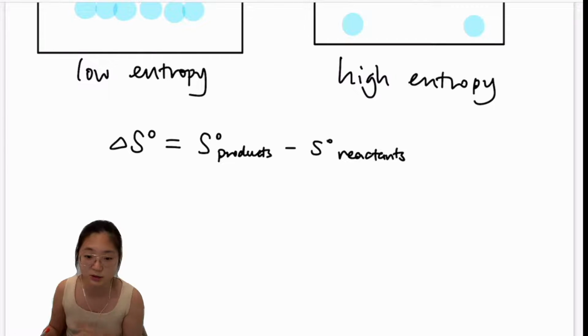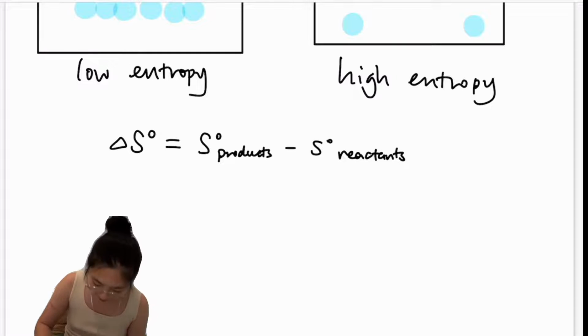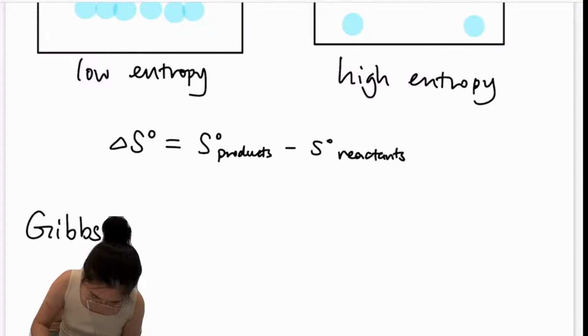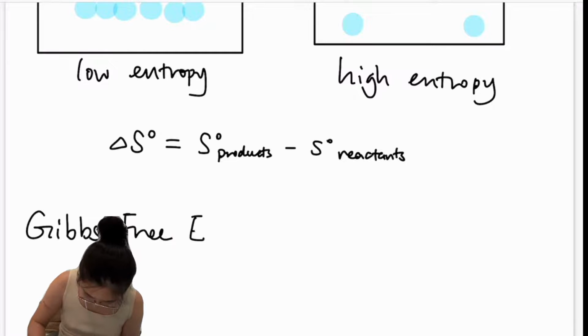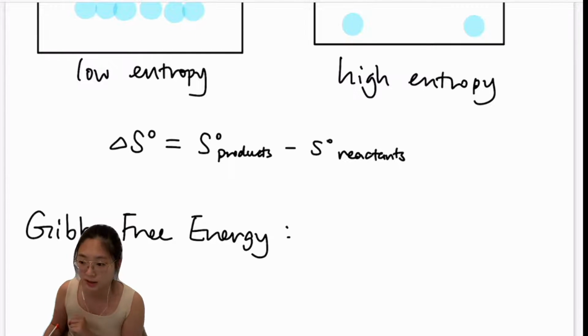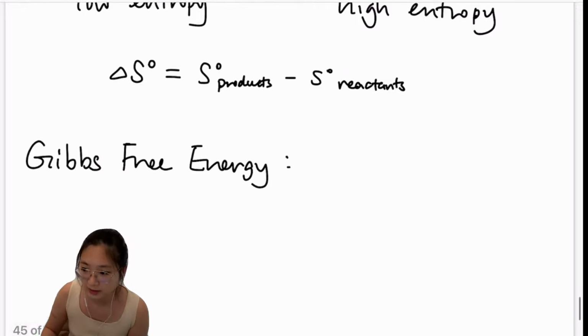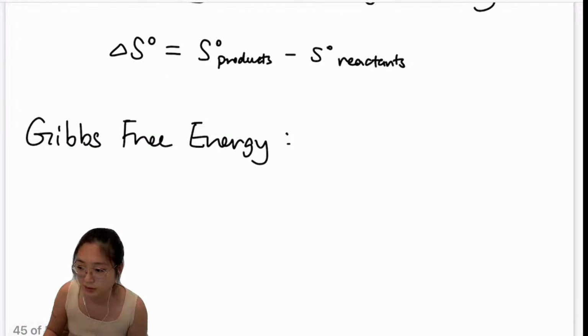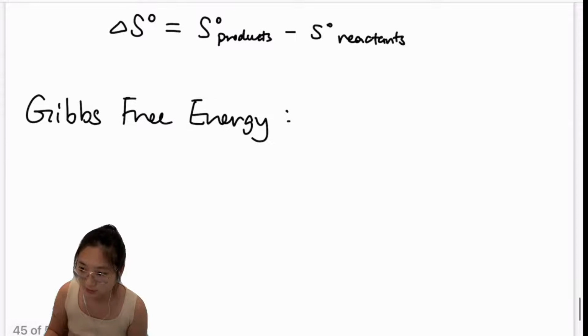Now let's get into Gibbs free energy, which is the most important concept when it comes to thermodynamics. Gibbs free energy is calculated by combining the enthalpy and entropy of a process. For any process or reaction, we can combine them. What does the notation S mean? So S is the entropy notation. Capital letter S is the entropy notation.